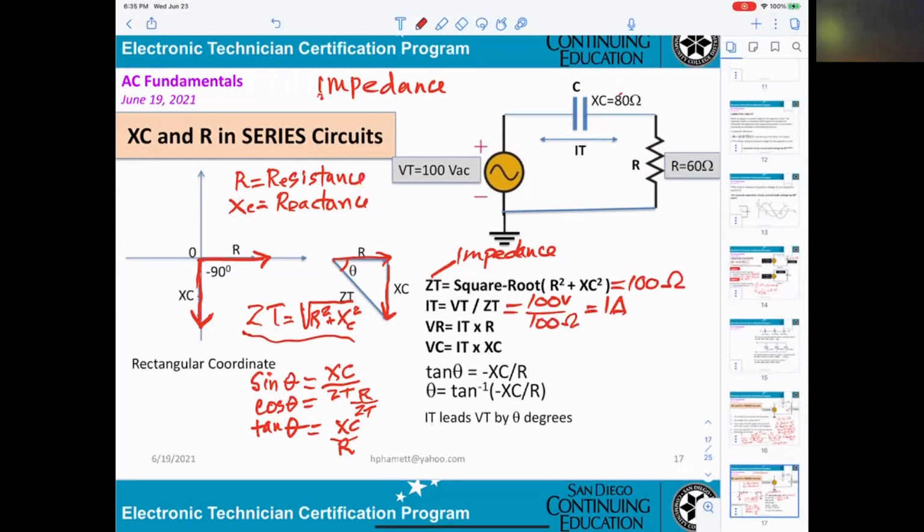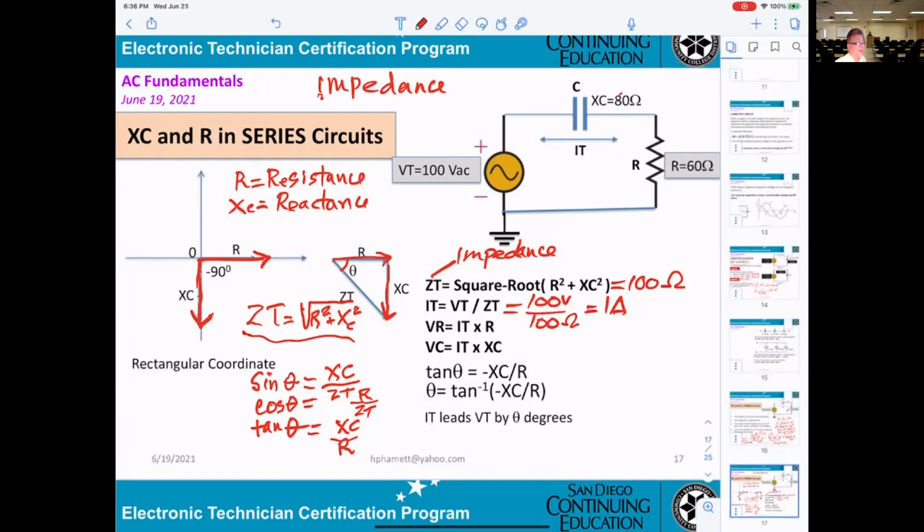Hey, Mr. Pham, in the past you said VAC and VRMS are the same thing. Exactly. Since that's VAC, it's RMS. Normally if you study electronics, you know VRMS, but outside they use VAC. Same thing, identical. RMS means root mean square.